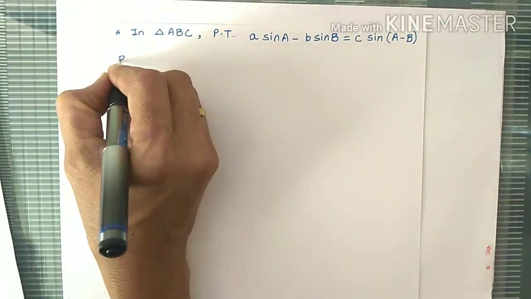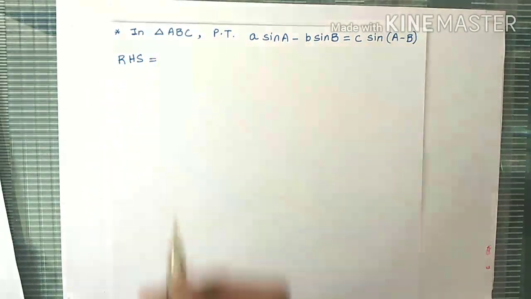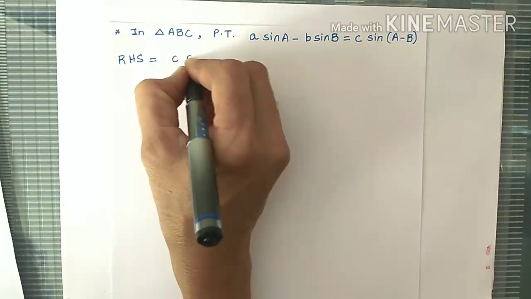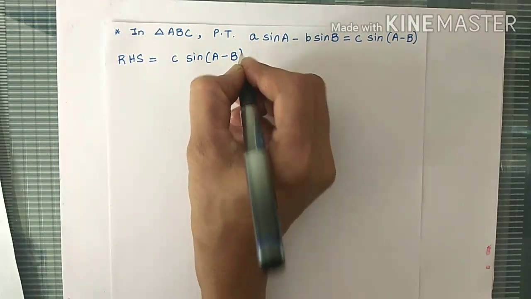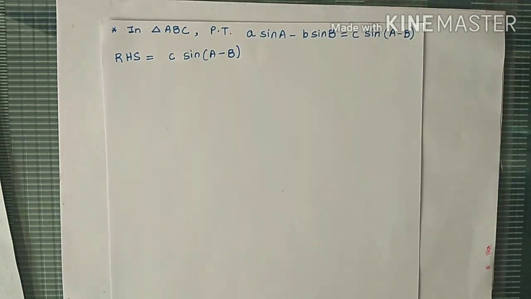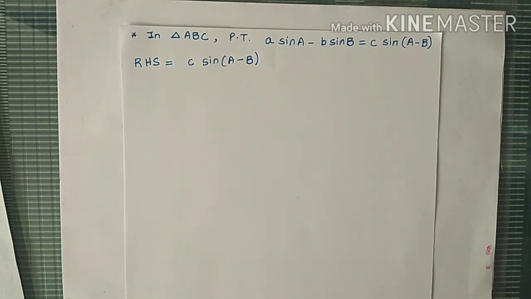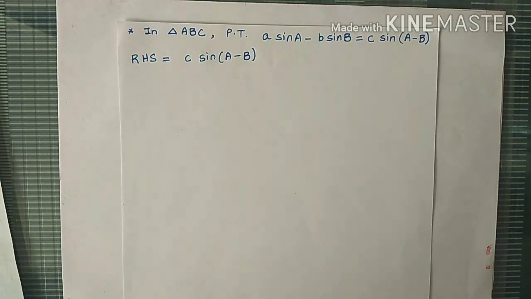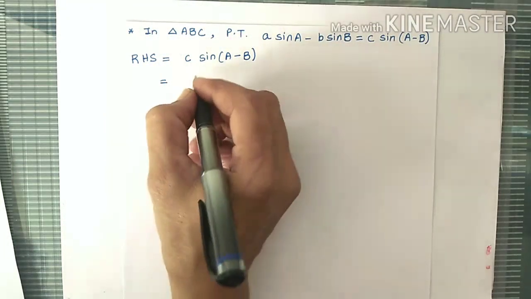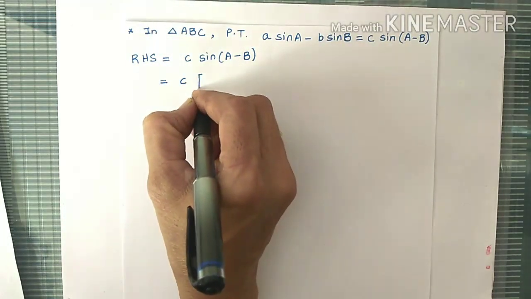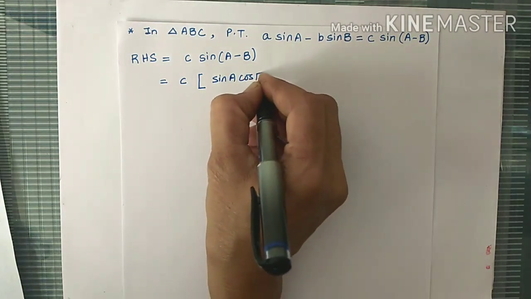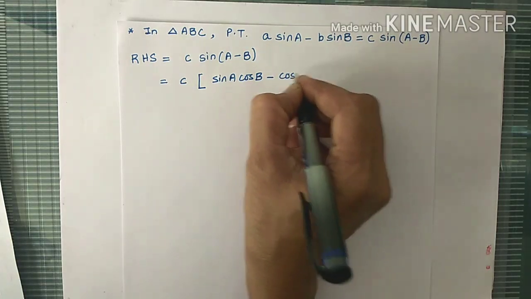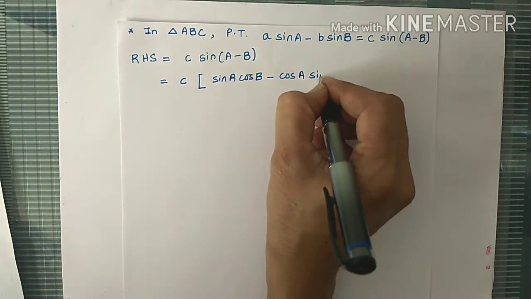So the right hand side is c into sine of (A minus B). Why am I starting with the right hand side? Because I can expand sine of (A minus B) so that it will be in terms of sine and cos both. You can start from the left hand side also, but I find this easier. Now let's write the formula of sine of (A minus B). That is sin A cos B minus cos A sin B.